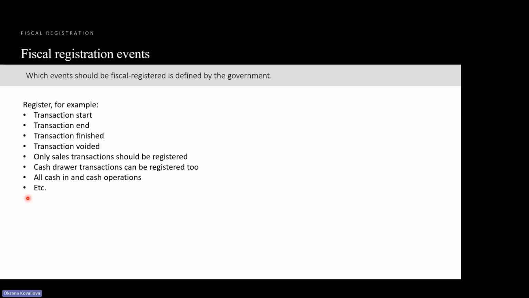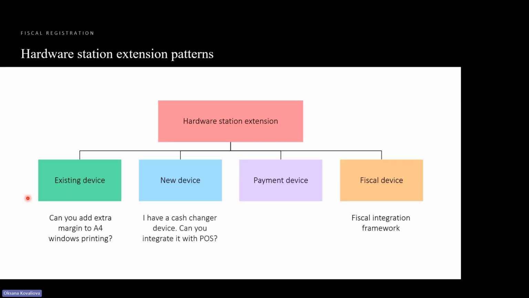Why it's important for us as developers to know about fiscal registrations, I guess, is because we will be developing them. The good thing from Microsoft is that Microsoft provided a very nice and extendable fiscal integration framework. The fiscal integration framework is a part of point of sale, hardware station and commerce runtime that allows us to develop fiscal integrations more easily. So instead of having a huge development, we will be able to develop smaller things and rely on the fiscal framework to do everything else.